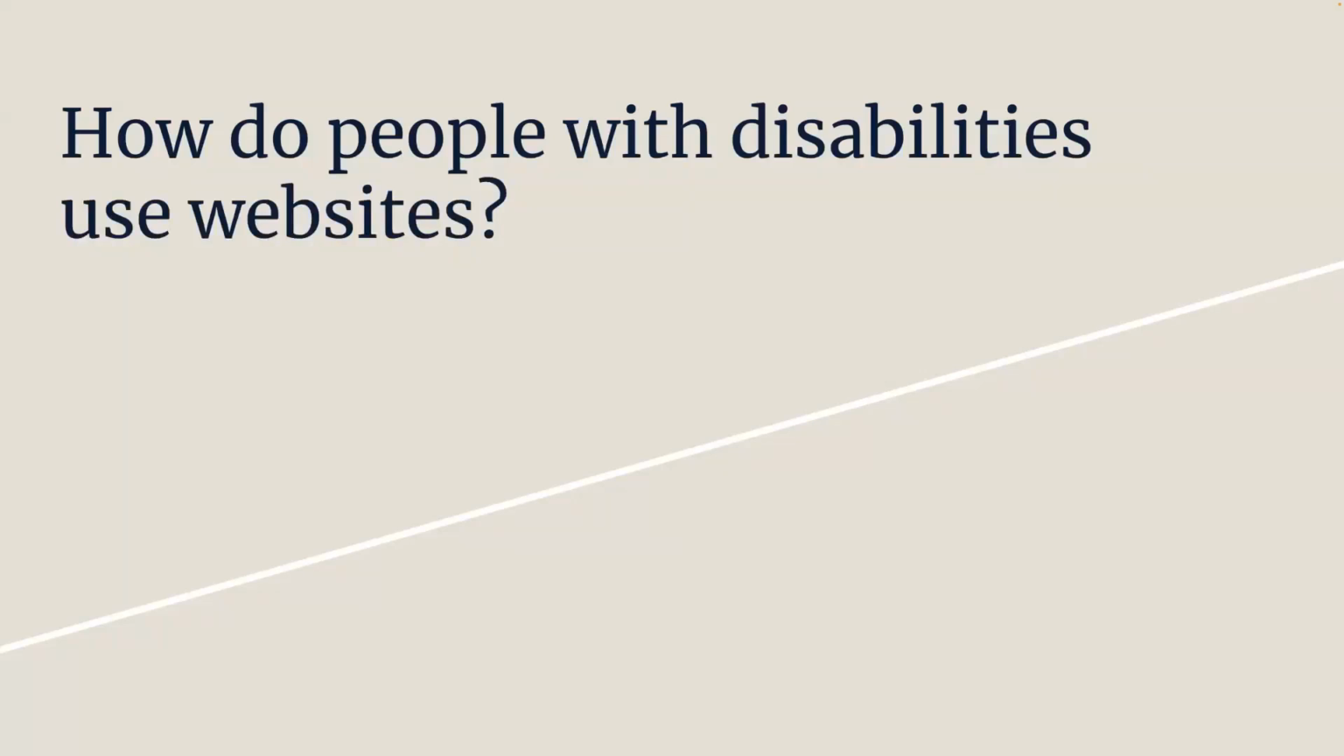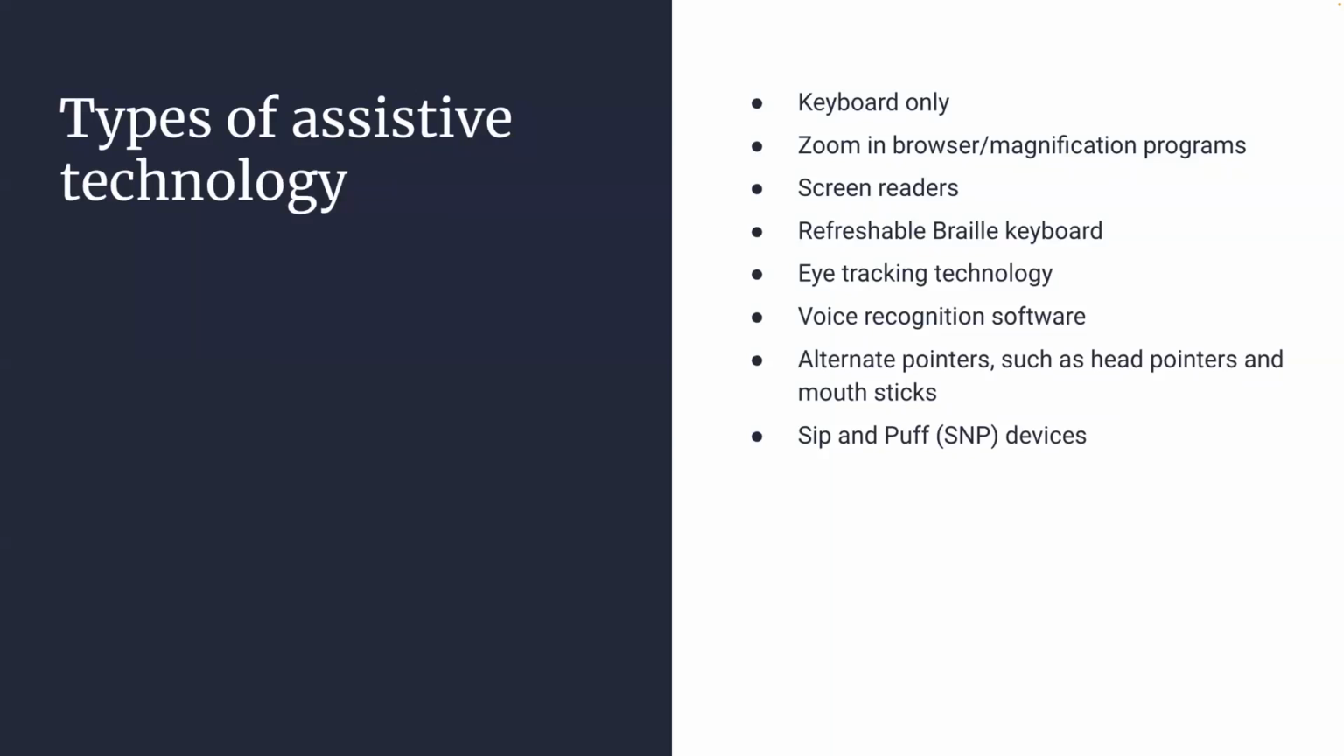Now, by this point, I'm sure you're all wondering how to put all this information into practice, and I will get to that in just a minute. But first, we should talk about how people with disabilities actually use websites. Assistive technology refers to the kinds of devices designed to help users with disabilities operate websites.